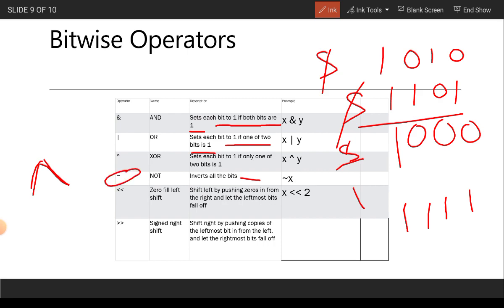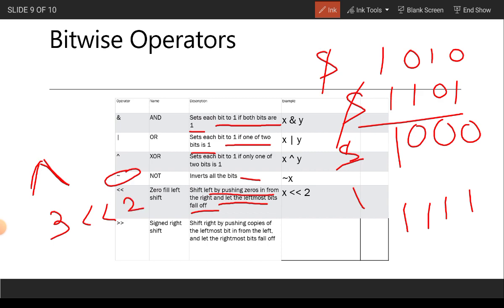And left shift, what does the left shift do? It shifts the bits to the left by pushing 0s in from the right, and the leftmost bits fall off. Suppose we have been given x equal to 3, and we are doing x left shift 2.